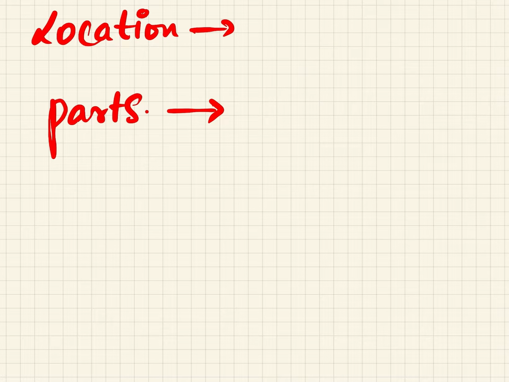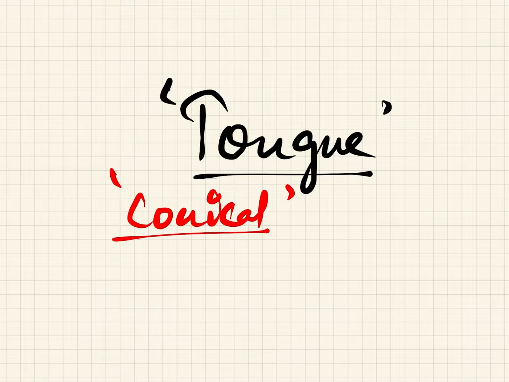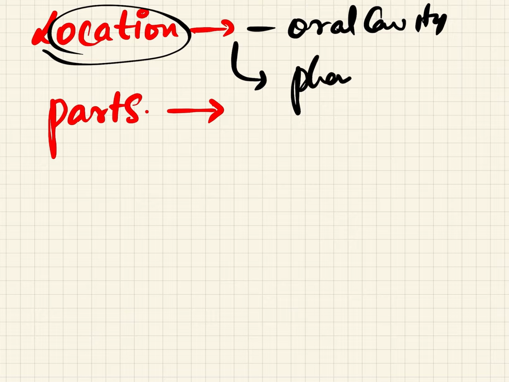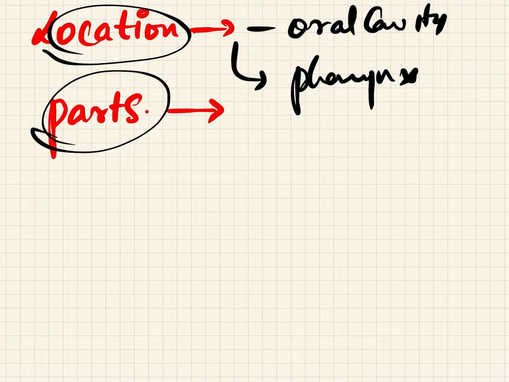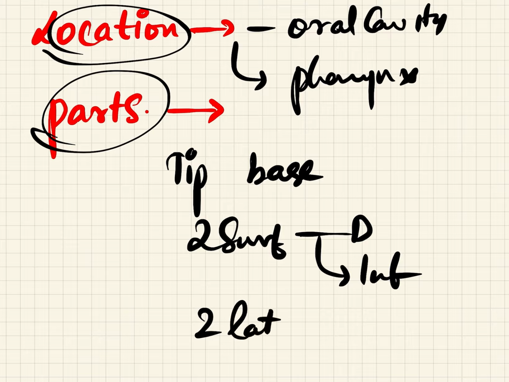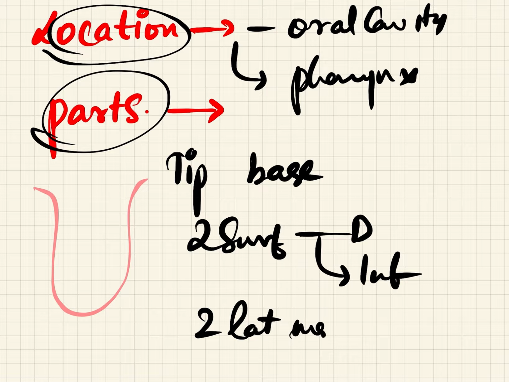So what's a tongue? The tongue is a conical muscular organ. Where is it located? It is located partly in the oral cavity and partly in the pharynx, that is the oropharynx. The parts of the tongue are the tip, the base, two surfaces, the dorsal and the inferior surface, and the two lateral margins. When you consider this as a tongue, this is the tip, this is the base, and these two are the lateral margins.